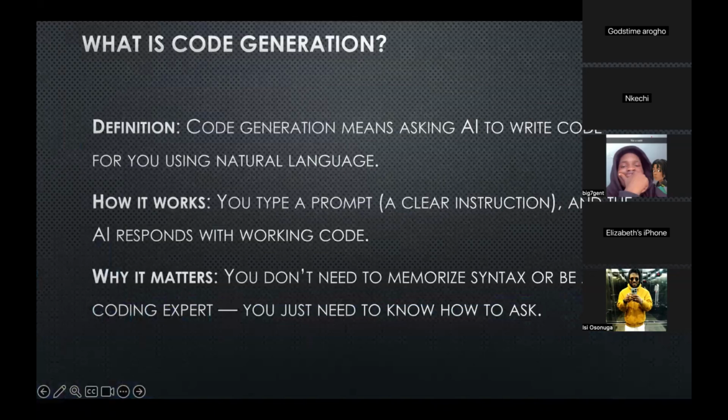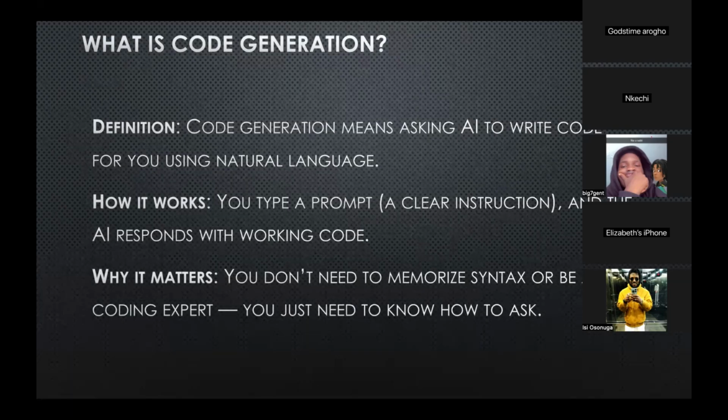So first of all, let's define what code generation is. Code generation means asking the AI to write code for you, or asking the AI to generate code for you using natural language. Natural language, you mean English, your pidgin, or if your AI understands your local dialect. Understand? It's just you asking the AI to generate code for a specific project for you using your normal spoken language.